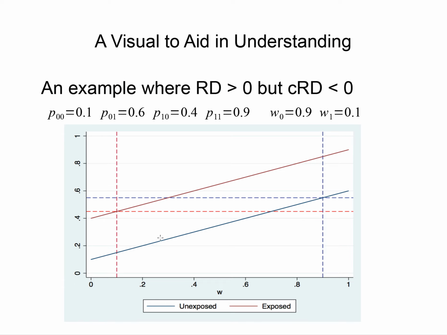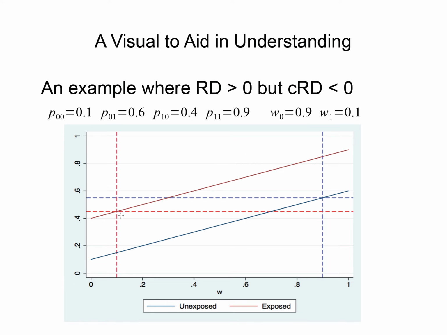However, just briefly, if the weights are different, if in fact we take an extreme example here where the weight W0 is 0.9 and the weight W1 is 0.1, then we're saying that among the unexposed, there are a lot more people in strata 1. Whereas in the exposed, we see, that's back here, there's only 10% in strata 1.